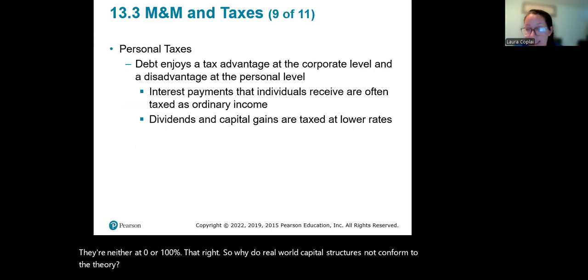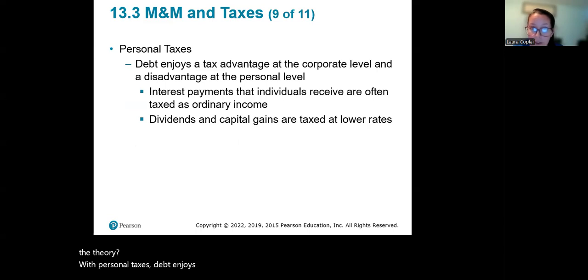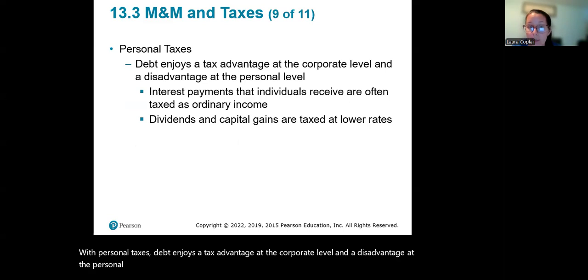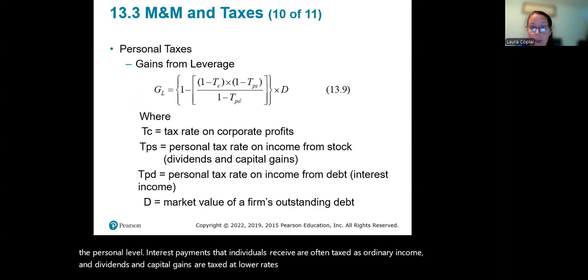With personal taxes, debt enjoys a tax advantage at the corporate level and a disadvantage at the personal level. Interest payments that individuals receive are often taxed as ordinary income, and dividends and capital gains are taxed at lower rates, though. So here is equation 13.9, our gains from leverage.